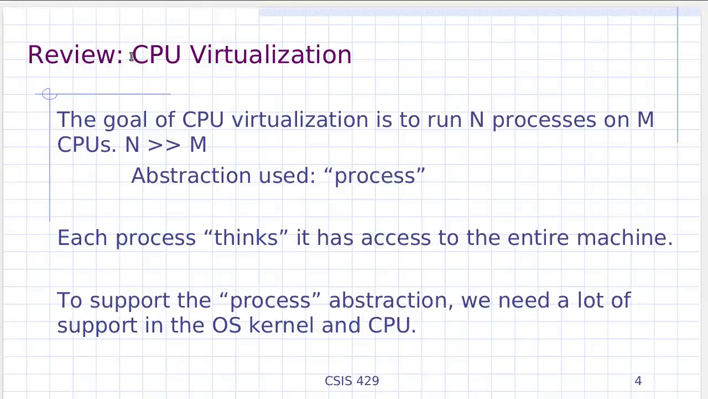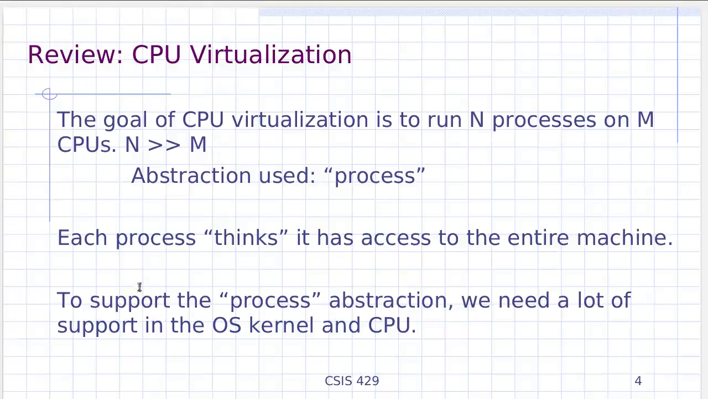Also, we talked about CPU virtualization before. Remember, the goal of virtualization is to be able to run many processes on some small number of CPUs or cores. So typically, you have a large number of processes, but a small number of CPUs, like 2, 4, 6, 8, or maybe even more. So the abstraction we used was that of a process. Each process gives the programmer the illusion that you have access to the entire machine, but you really don't, because you have many processes running at the same time.